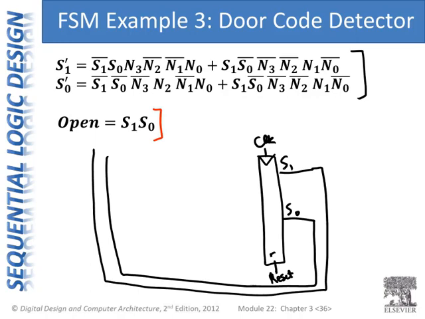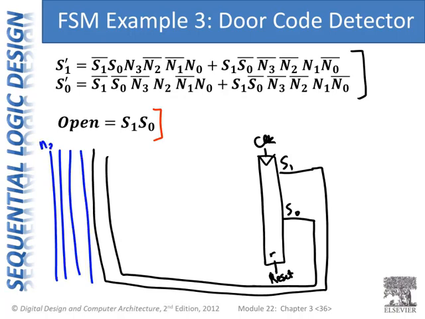And we're also going to pull in our inputs, our 4-bit input: N3, N2, N1, and N0. And again, we can also label these state bits S1 and S0 so we don't forget. But again, those are not inputs, those are pulled around from the right side of our state register.